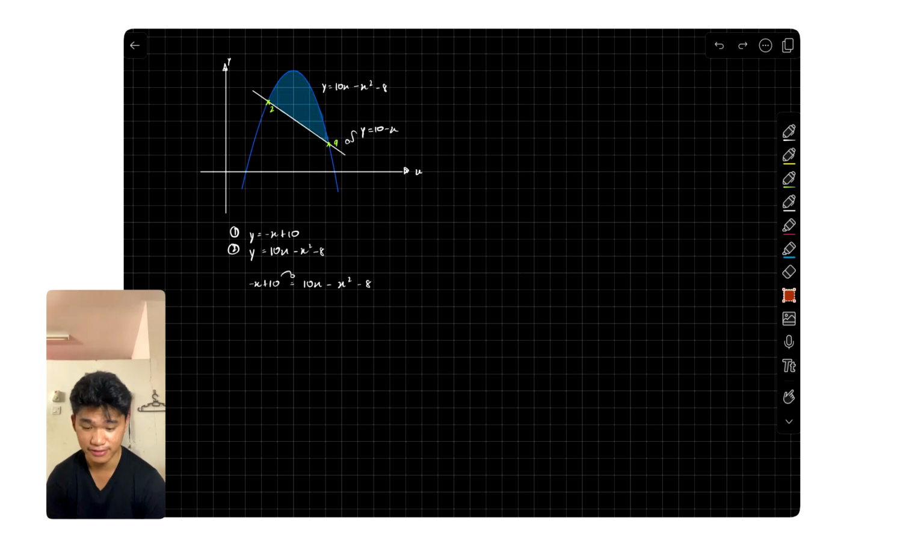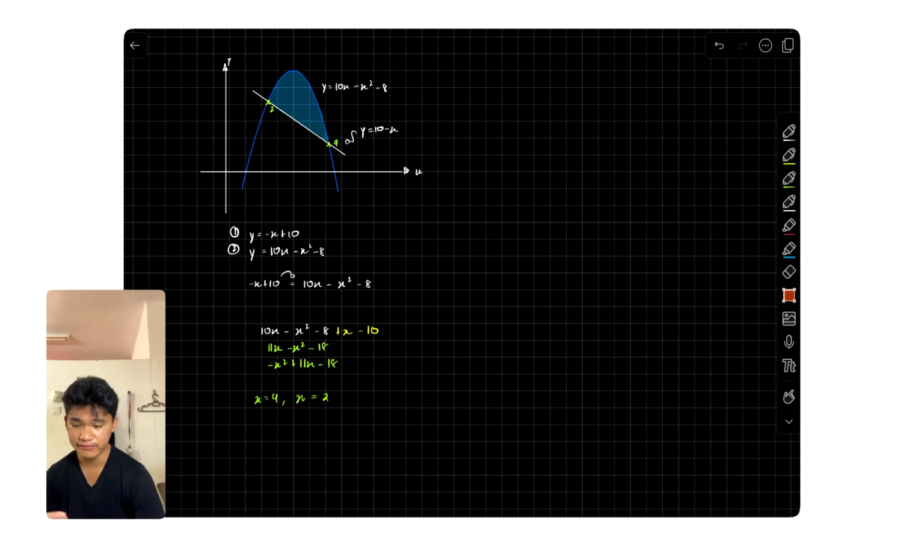From now on, what we can do is move the left hand side to the right hand side to simplify. After we simplify, we can now find the x coordinates by using the quadratic formula. After we use the quadratic formula, we got the two x coordinates of S, which are x equals 9 and x equals 2.